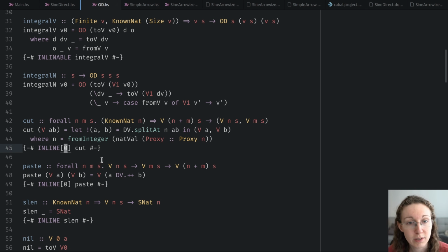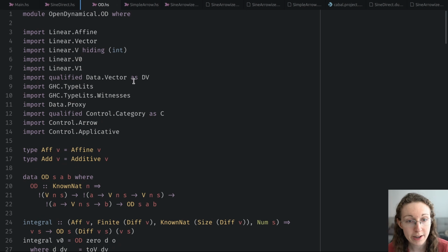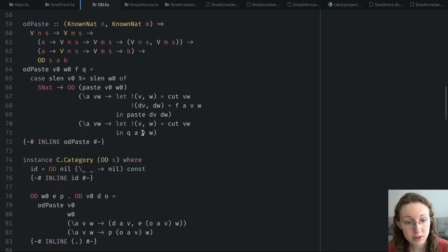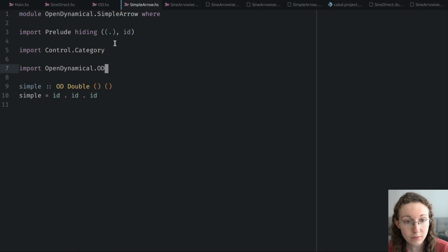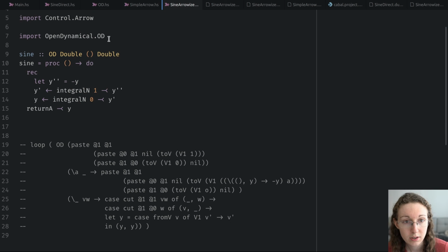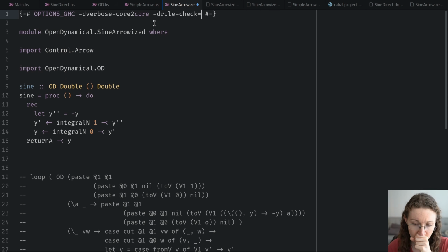I just kind of realized, oh, I didn't add those here, but I already had them. So to figure out why those rewrite rules aren't firing, we can take advantage of a feature of GHC, which is actually very useful in cases like this, which is an option called rule check, I believe is the name.